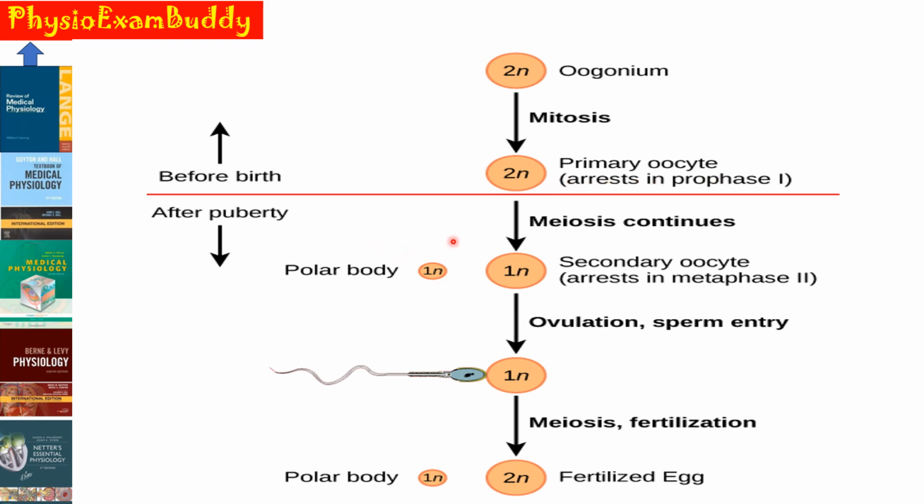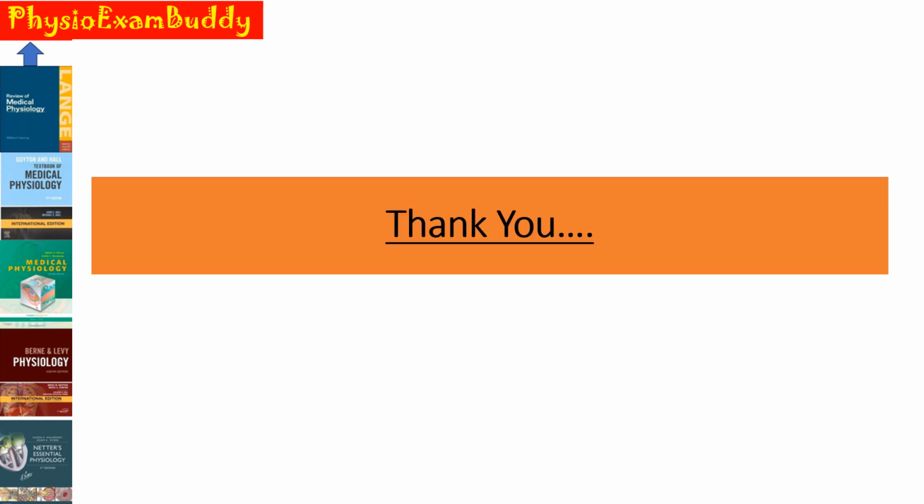Then after puberty, the meiosis continues and it is converted into a secondary oocyte, which contains 23 chromosomes. Still, the arrest in metaphase 2 continues. And once fertilization happens, the metaphasic arrest will be depleted, and it will lead to the formation of a fertilized egg, which again contains 46 chromosomes after fertilization, whereas the polar bodies, the first as well as the second, also degenerate.